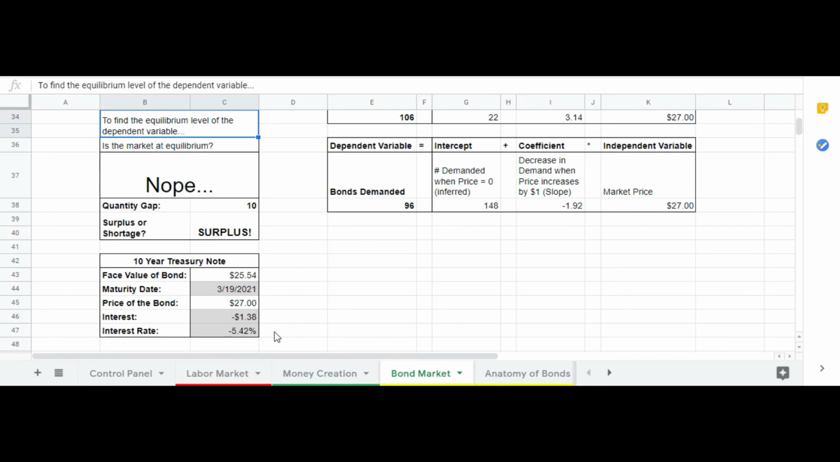There could be other reasons as well, but I wanted to illustrate for you more specifically that the demand increasing is what could drive this price up to a point where it exceeds the face value of the bond and create this negative interest rate.